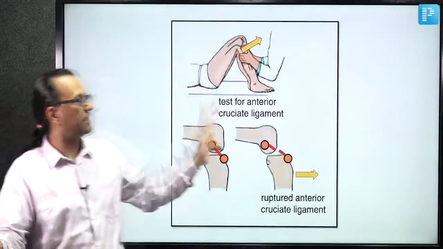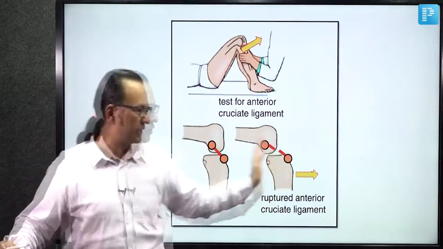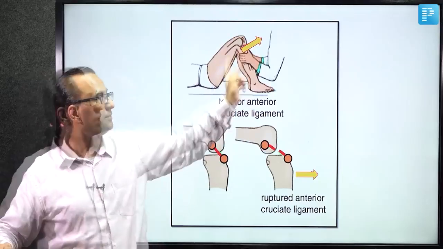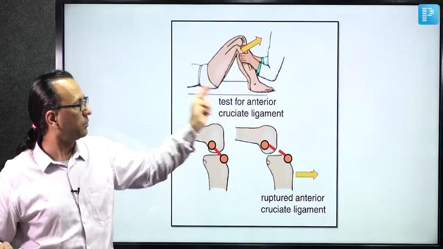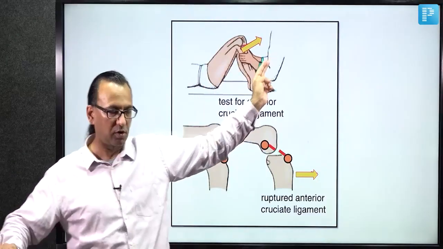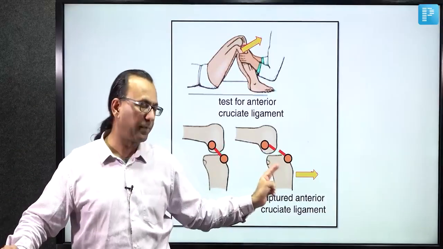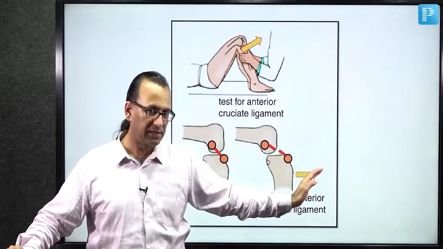When there is an ACL tear, we are able to pull the tibia anterior because it has become loose. Normally, you cannot pull the tibia anterior, as you are seeing in the anterior drawer test being conducted here. The patient is supine with 90-degree knee flexion. You are trying to pull the tibia anterior. You cannot, because it is prevented by the ACL. But if there is an ACL tear, like in that football player with the unhappy triad, then the tibia is loose and you can pull the tibia anterior.